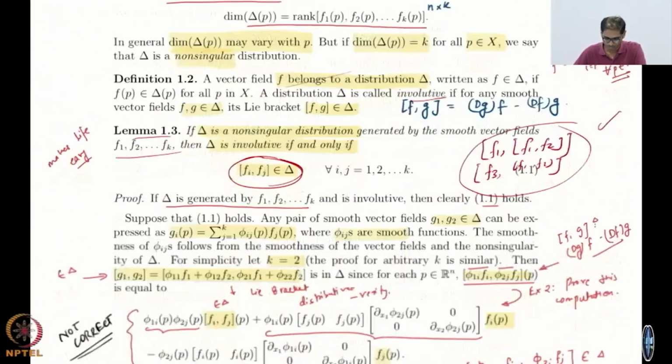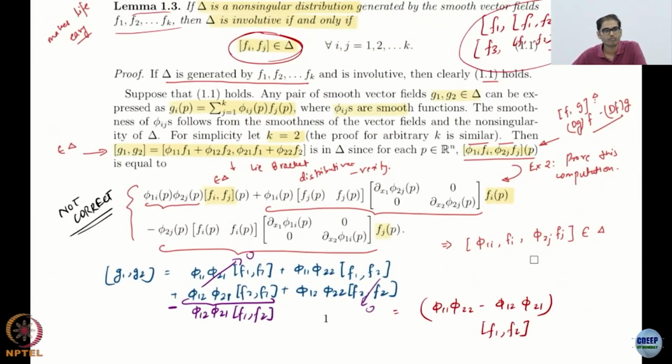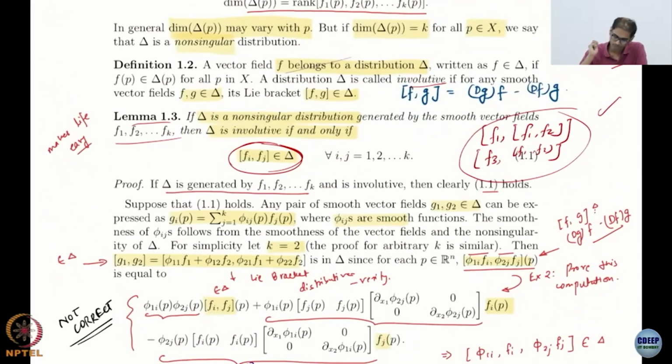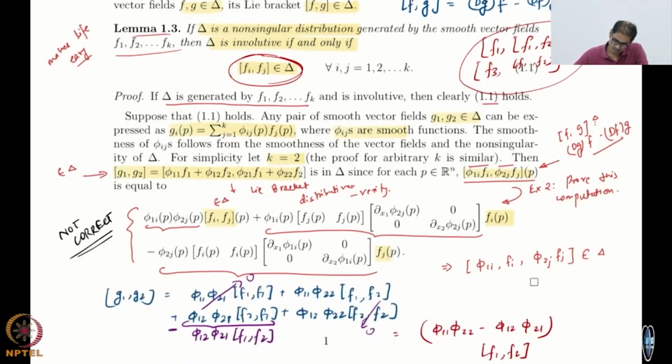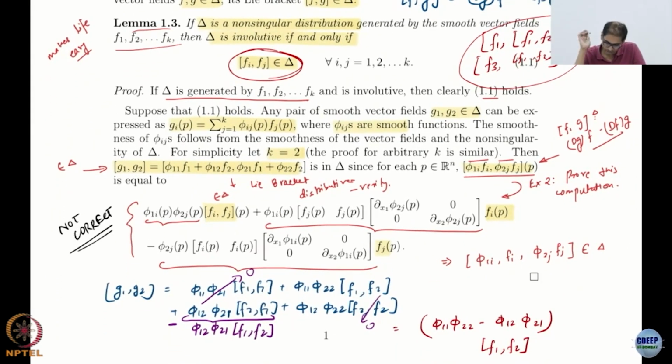Yes, good point. I was also wondering. One should always ask oneself, are we using all the assumptions? If delta is a non-singular distribution, then involutivity holds if and only if... You know what? So what you are asking is where do we use the non-singularity of the distribution?